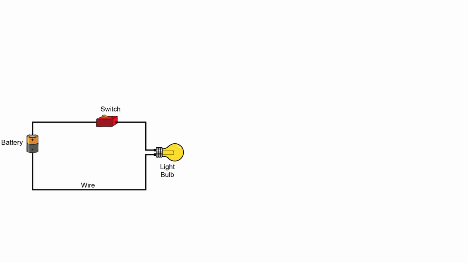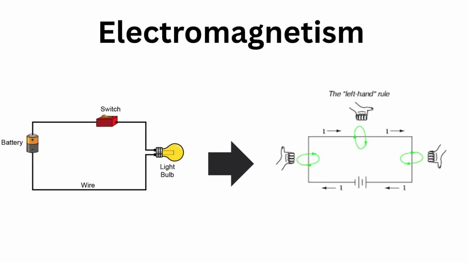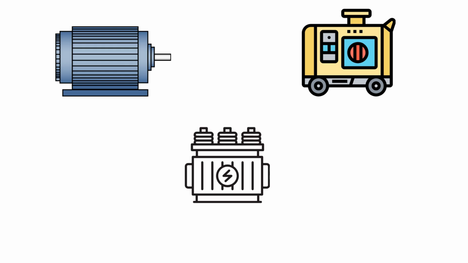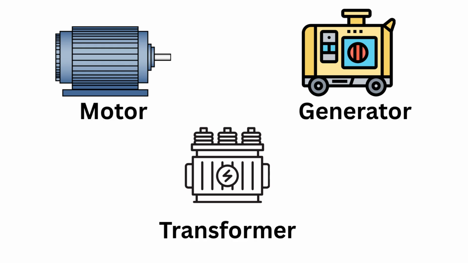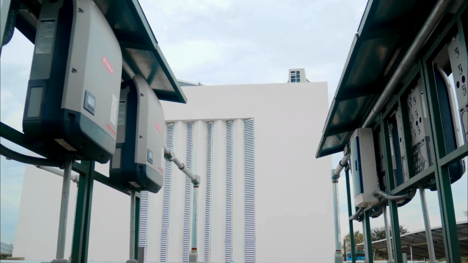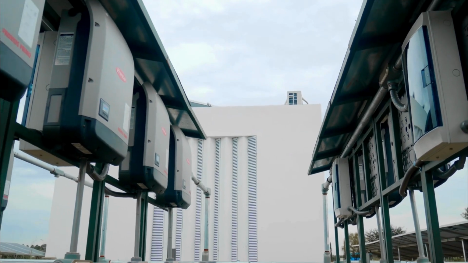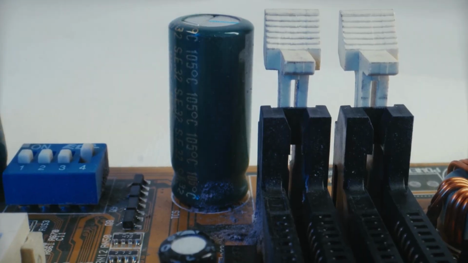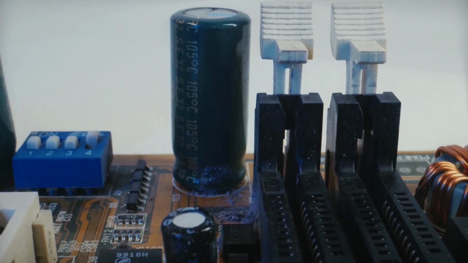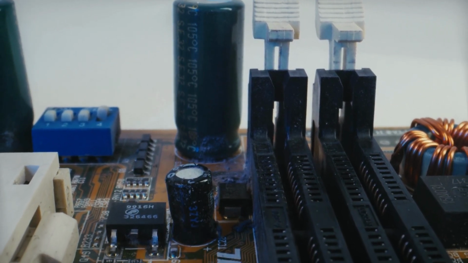When electricity flows through a wire, it creates an invisible magnetic field around it. This link between electricity and magnetism is called electromagnetism, and it's the principle behind motors, generators, and transformers. Transformers use electromagnetism to increase or decrease voltage levels. For example, stepping up voltage for transmission across power lines and stepping it down before it enters your home. We also have components like capacitors, which store electrical energy temporarily and release it quickly when needed, like a burst of energy to smooth out power in circuits or flash a camera light.